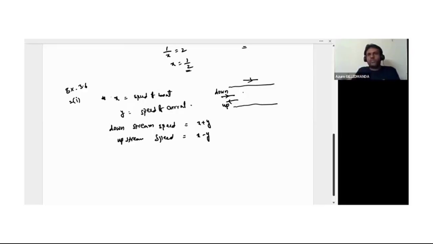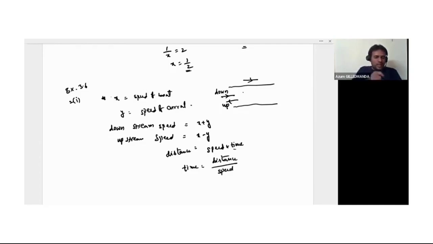So we know from physics knowledge, what is the distance? The formula for distance is equal to speed into time, right? If you recall your physics knowledge. So I know distance, I know speed, but I want to find time. Then what is time? Time is distance by speed, right? So in my case, the time is given. Ritu can row downstream 20 kilometers in 2 hours.